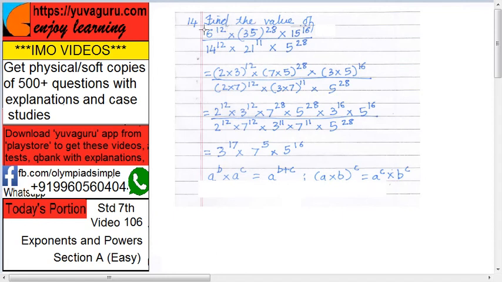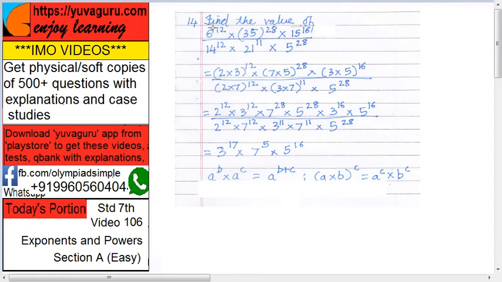Find the value of 6 raised to 12 into 35 raised to 28 into 15 raised to 16, the whole upon 14 raised to 12 into 12 raised to 11 into 5 raised to 28. This much is the question. Now we have to solve it.